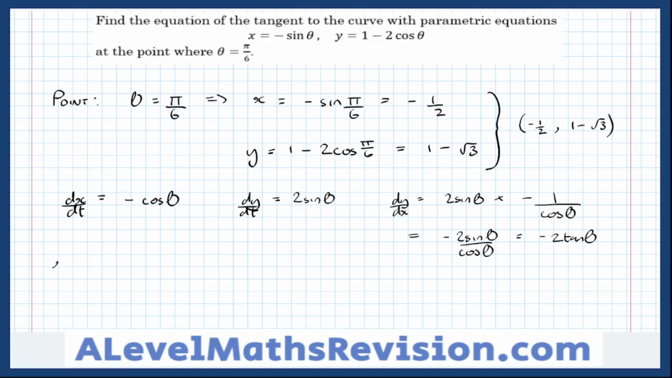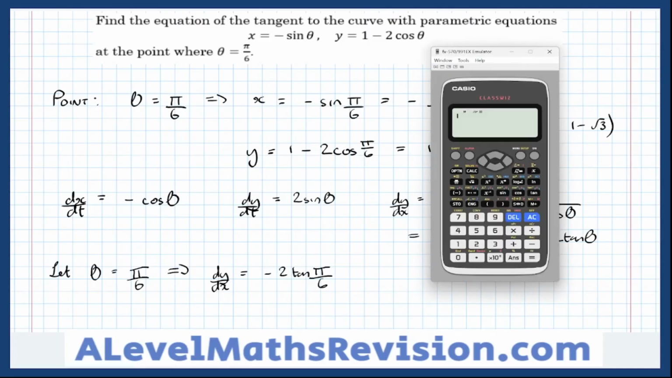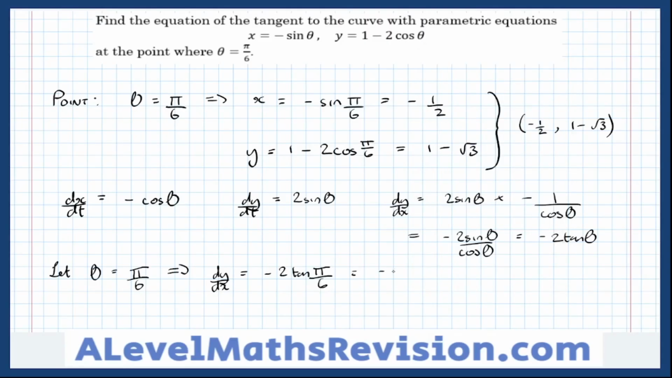So if we let theta equal pi over 6 and find the gradient first, that gives us that dy by dx, the gradient, is equal to minus 2 tan of pi over 6. And one thing to do here is make sure the calculator is in radians. Here it's in degrees. So change the angle unit to radians. Minus 2 tan of pi over 6 is equal to minus 2 root 3 over 3.